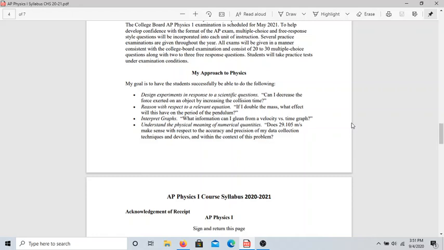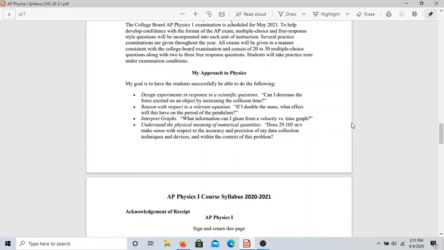All right? Now, of course, that also comes back to the idea of the next part, reason with respect to a relevant equation. Basically, we want to be able to take a relationship and maybe come up with some sort of math relationship that maps out what's going on so we can make a prediction. Because that's going to be a big thing about this class too, is we're going to learn the rules of physics so that we can predict what's going to happen if I do something else.